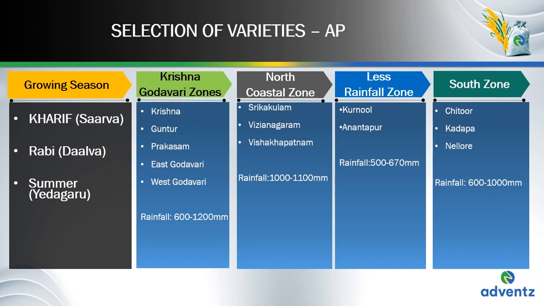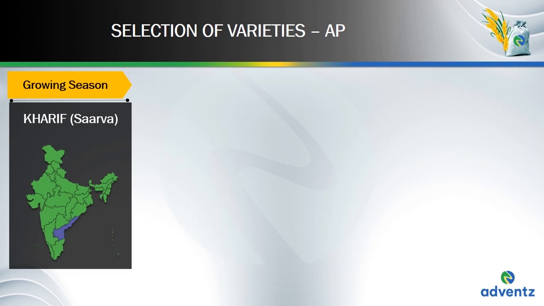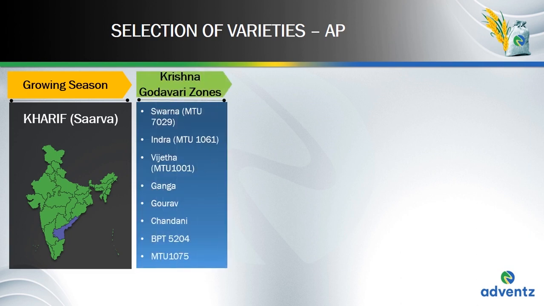In South Zone, the normal rainfall ranges from 600 to 1000 mm. Now, in each of these zones, for each of the growing seasons, there are important varieties which we are going to study one by one. So, for the Kharif season, which is also called the Sarva season, in Krishna Godavari zone, the important varieties are Swarna or MTU 7029, Indra or MTU 1061, Vijetha or MTU 1001, Ganga, Gaurav, Chandani, BPT 5204 and MTU 1075.